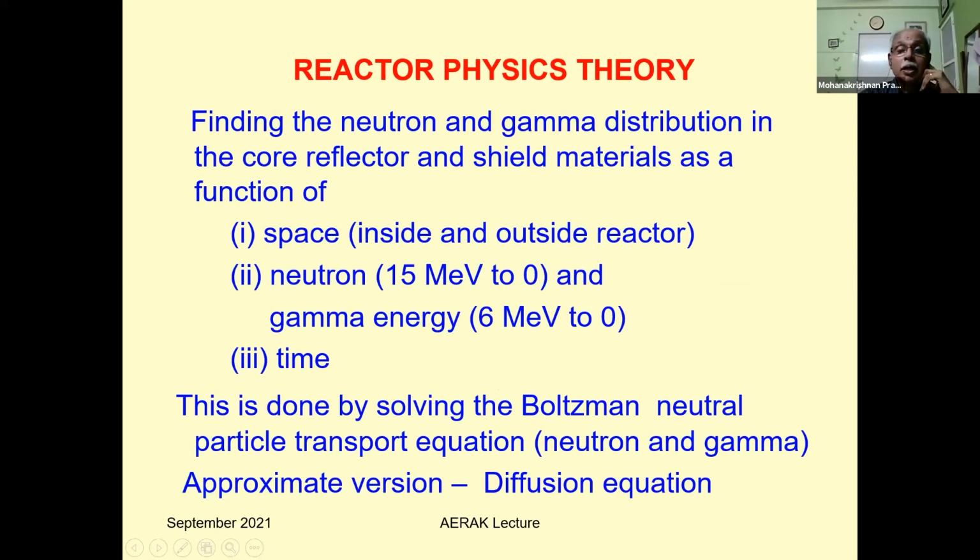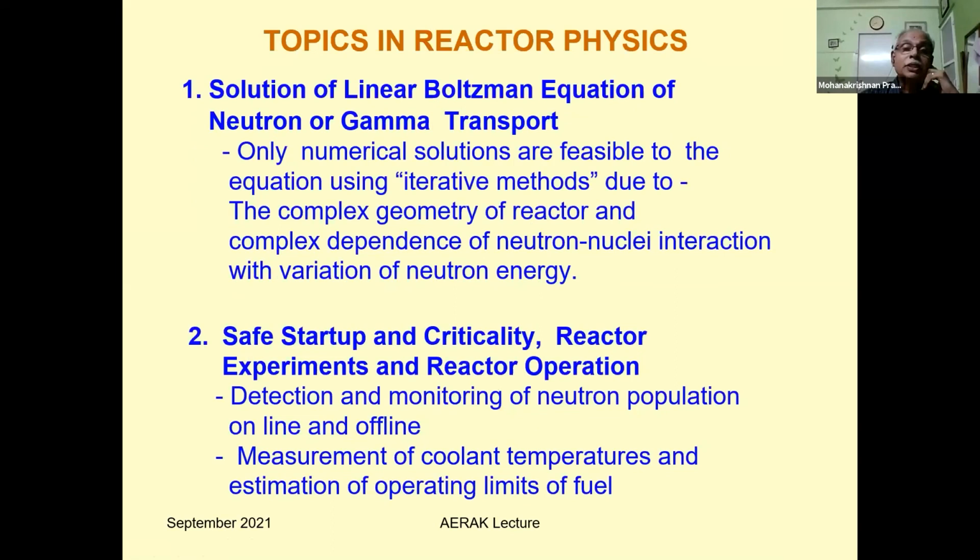So this is, in one slide, what reactor physics theory is. Some topics in reactor physics theory: solution of the linear Boltzmann equation, neutron and gamma transport. Only numerical methods are possible, because of the complicated geometry of the reactor and the complex dependence of the neutron-nuclei interaction, that is, how the neutrons react with different nuclei, like the fissile nuclei, fertile nuclei, moderator, shield, reflector. So this can be solved only by iterative methods, and that is numerical.